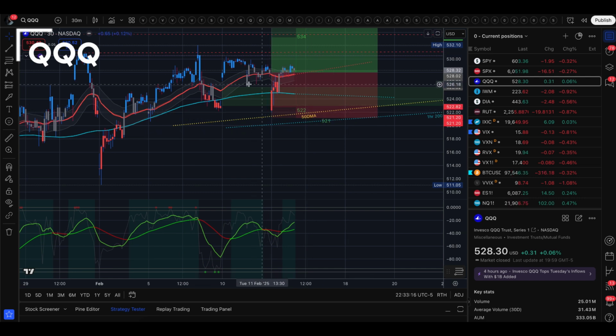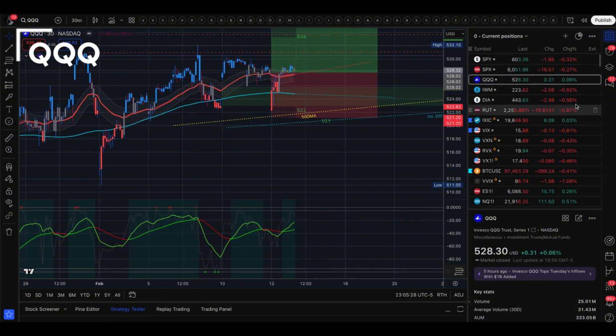So we came back up and we filled this gap from Monday, and this 30-minute 200 moving average is curling down. That is a little bit weird, but I'm not going to read too much into it because this 35 EMA is still pretty high above it and trading bullishly. So QQQ did close up 0.06%, VXN down 0.43%, and we did close within the implied move.